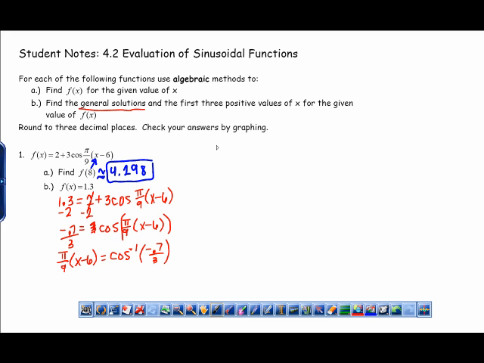I'm going to move up here, actually. Pi over 9 x minus 6 is equal to the principal value, which is 1.806, and I'm going to go ahead and write plus 2 pi n, where n is an integer, positive or negative. All right, that's one of my general solutions. My other general solution is going to be pi over 9 x minus 6 equals... Okay, so now let's think about what the other general solution would be.